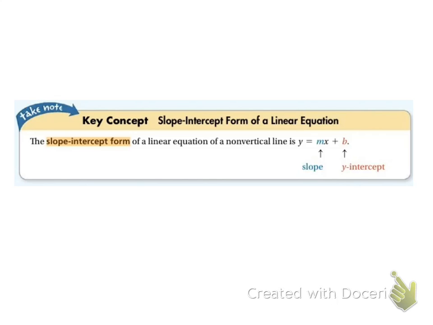Okay, slope-intercept form is a form of a linear equation, and that's y equals mx plus b, where m is my slope and b is my y-intercept.